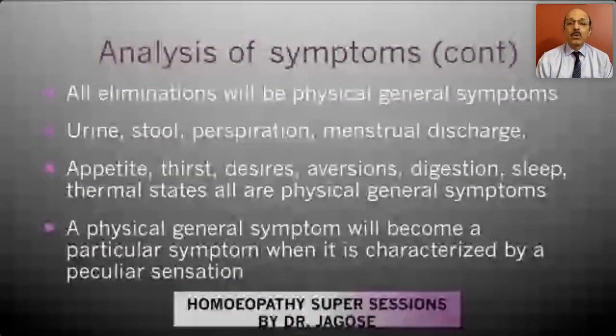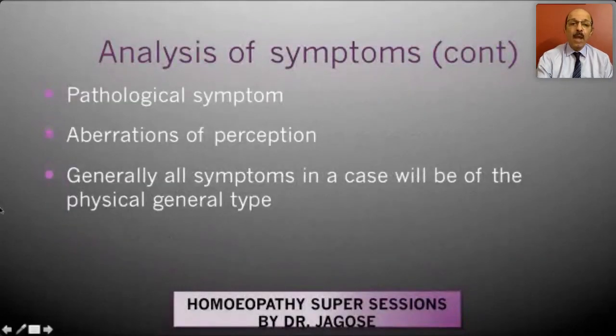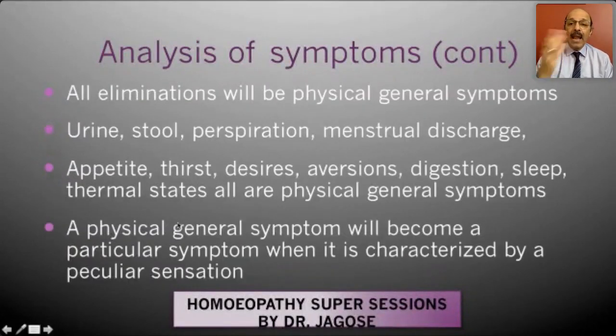All eliminations also will be of a physical general type. So most of the symptoms are physical general type, and even all the eliminations like the urination, the passage of stools, perspiration, menses, all this will be generally of the physical general symptom, like urine, stool, perspiration, menstrual discharge, appetite, thirst, desires, aversion, digestion, sleep, thermal states. These are all physical general symptoms. So you see, in physical general, you've got a very broad symptomatology base.